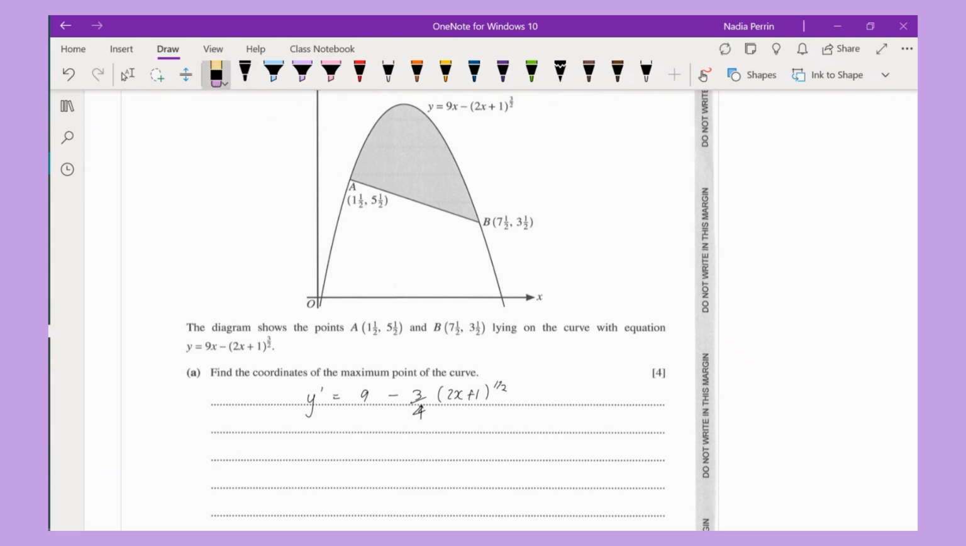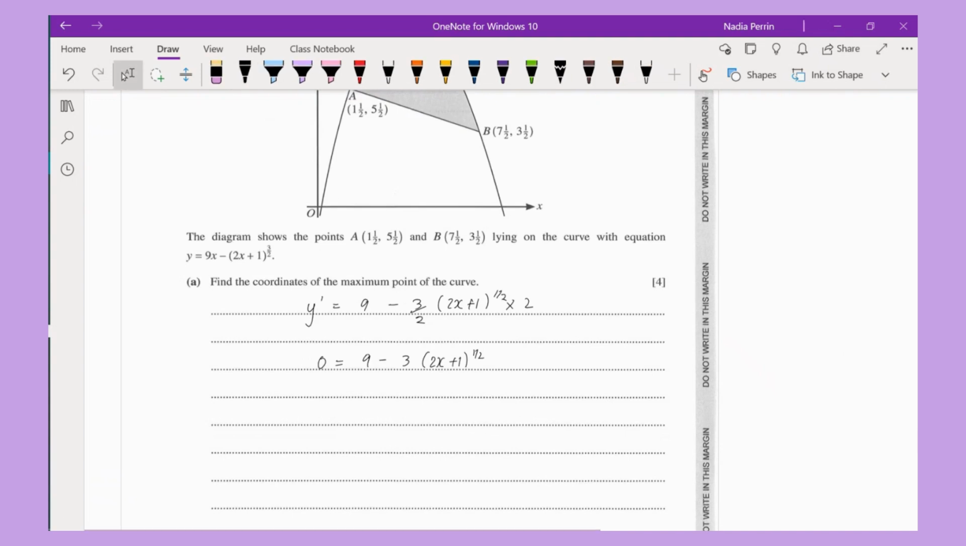Sorry, I started to integrate. Times by the derivative of the inside. So times by 2, multiply by the power, take 1 off the power, and times by the derivative of the inside. Not that I have lots of internal mantras all the time. Okay, so then we're setting that equal to 0. So obviously 3 over 2 times 2 just becomes 3.